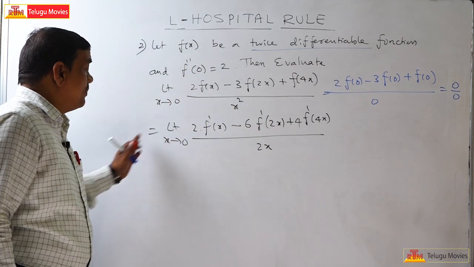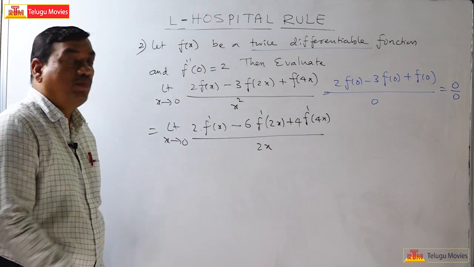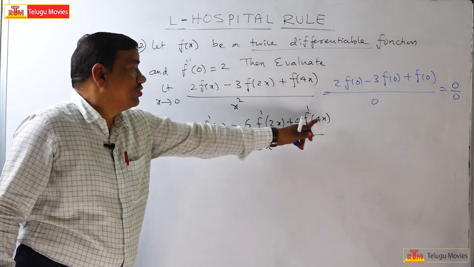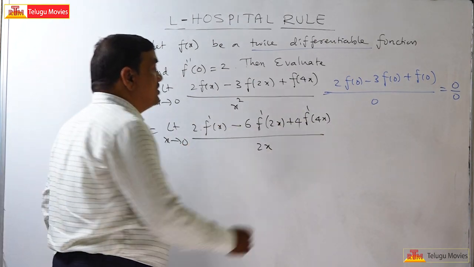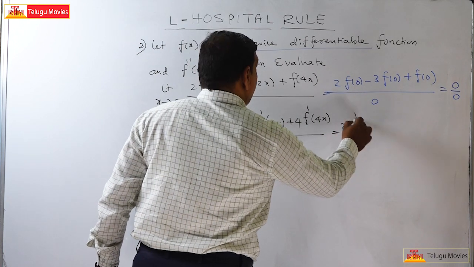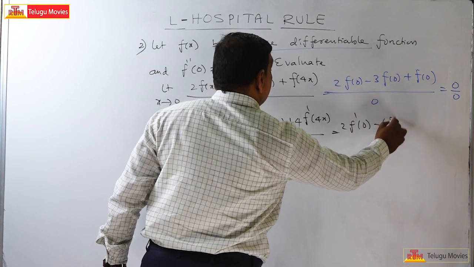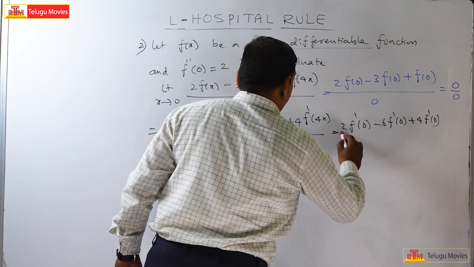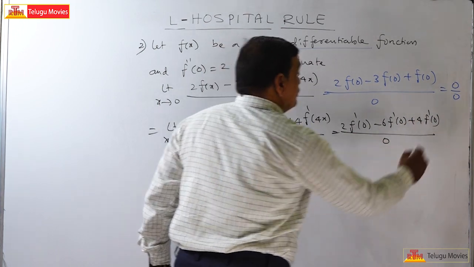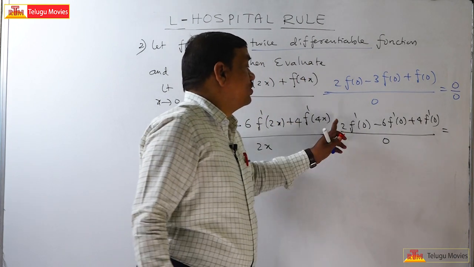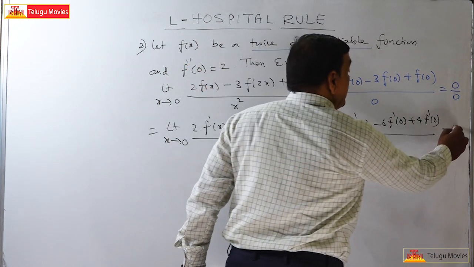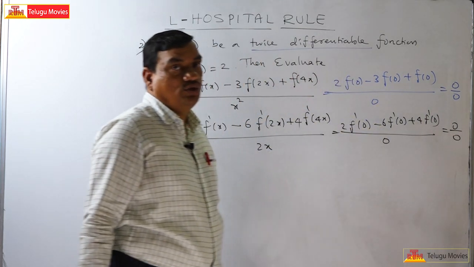Now as x value approaches 0, wherever x is there, substitute 0. So this is 2 times f dash of 0 minus 6 times f dash of 0 plus 4 times f dash of 0, whole divided by 2 into 0. So 2 plus 4 is 6, 6 minus 6 is 0. Again you are getting 0 by 0.